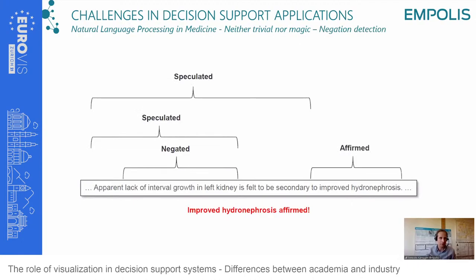Another example is negation detection. So try for yourself to find whether hydronephrosis is affirmed or not. It is not so easy, but on the other hand, it is actually possible using systems. But of course, these systems need to be a little bit intelligent.